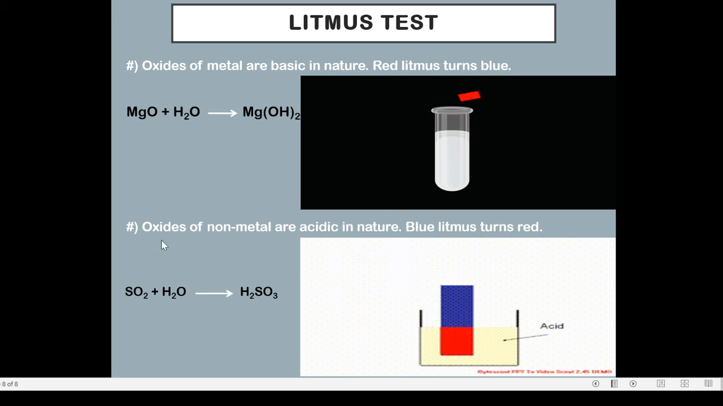On the other hand, the oxides of non-metals are acidic in nature, that is, the solution is acid. So when you bring blue litmus paper in contact with acid, it will turn red. Hopefully, you have understood the difference between metals and non-metals on the basis of physical properties, and also one chemical property, that metals and non-metals react with oxygen to produce base and acid. The rest of the chemical properties we will see in the next session. Thank you.